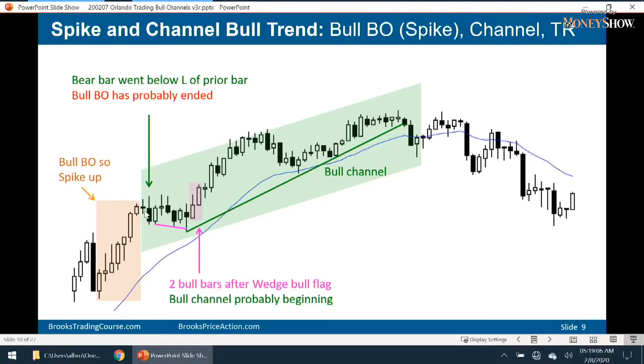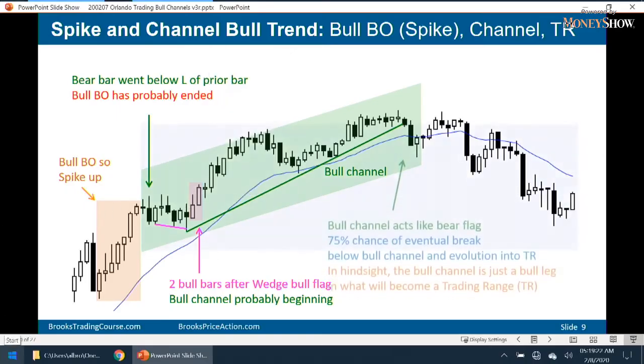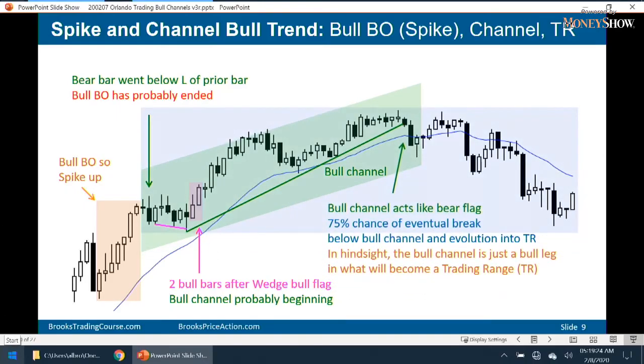You can call this a wedge bull flag. It's a pullback in a bull trend. We have 3 legs down, a bear bar, a pause, a couple more bear bars, a pause, and then a third bear bar. And now we have a pair of bull bars, so it looks like a breakout above the bull flag, probably the start of a channel.